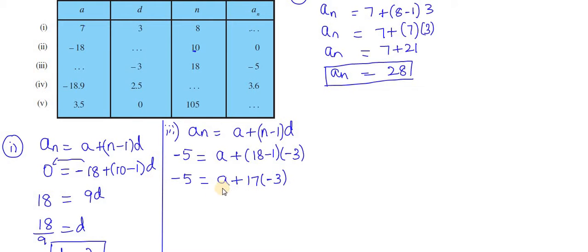Okay, now simplify. What is 17 times minus 3? 17 times minus 3 is minus 51. So minus 5 is equal to A minus 51, and transpose to this side. So what will we get, minus 5 plus 51 is equal to A. So here A is equal to plus 51 minus 5. So plus 51 minus 5, what you will get, 46. So our A value is 46. I hope all of you understood. Yes. So next problem.